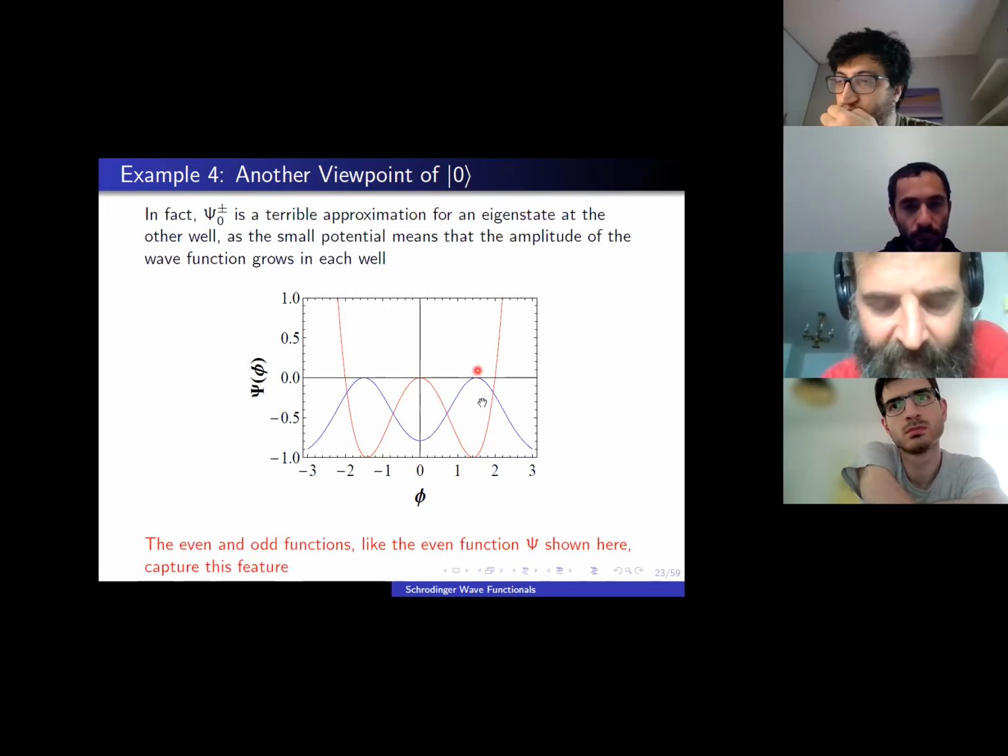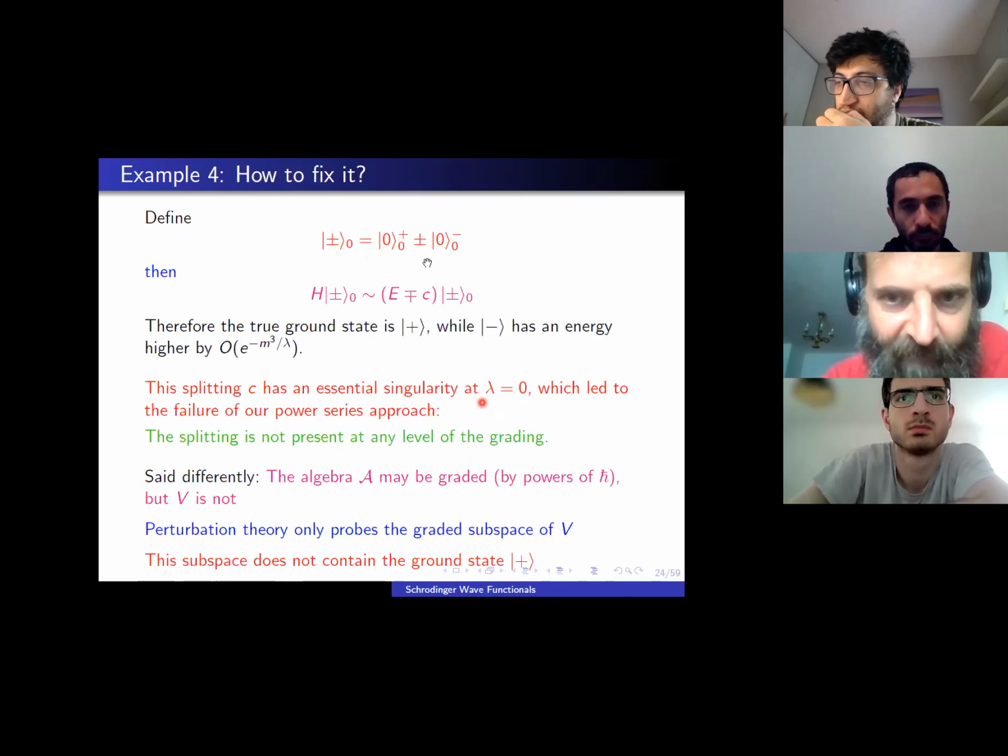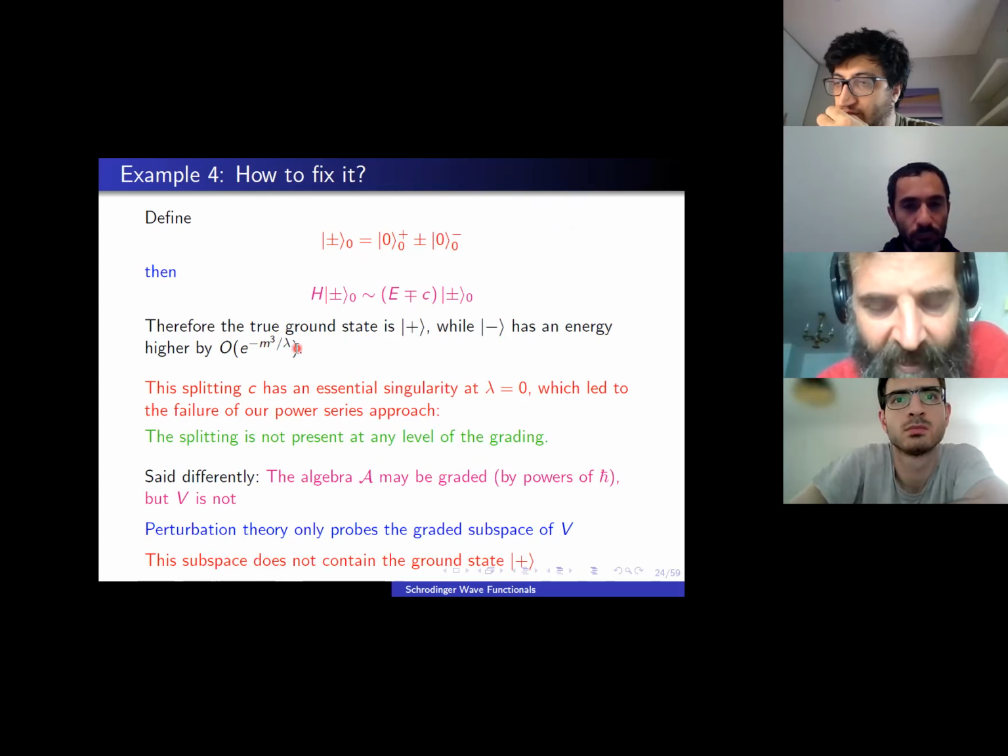A better approximation would be an even or an odd function. And if you try starting with an even or an odd function, you find that there's actually a splitting, which is proportional to C, this thing which had an e to the minus something over lambda. And so the right answer, if you did this out to all orders, is that the vacuum is non-degenerate, and there's a splitting, which is C. And we didn't see it using our power series approach because this C has an essential singularity at lambda equals 0. So that's why we don't see it in the power series. You don't see it at all in the grading.